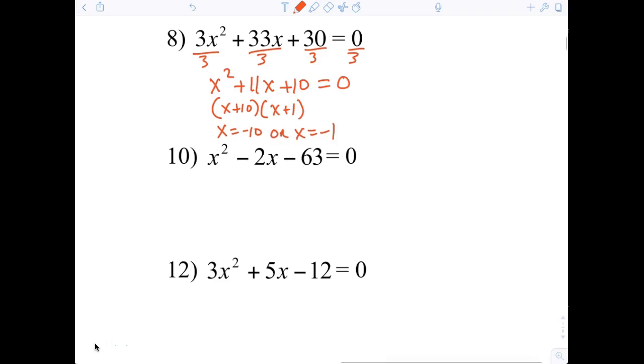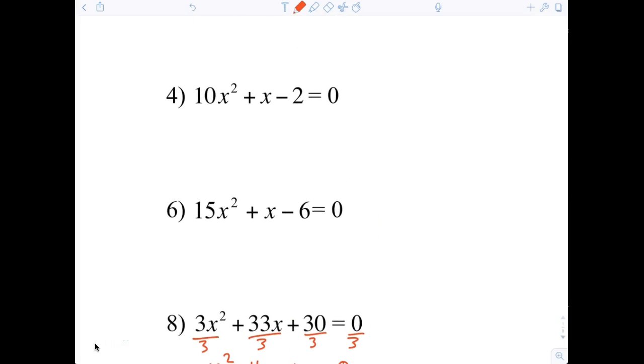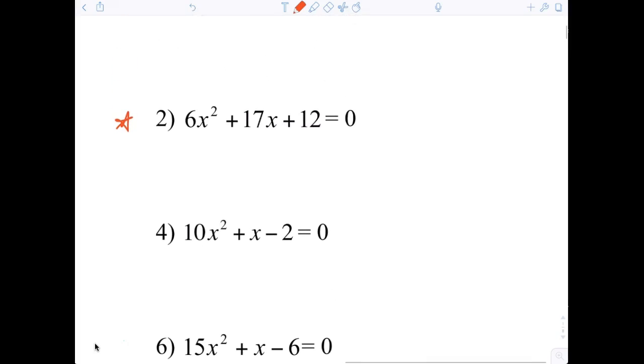All right. Now, 6 should be pretty easy. 4 should be pretty easy. And number 2 is not that bad either. Now, your job for the rest of the period is to finish up the rest of the evens.